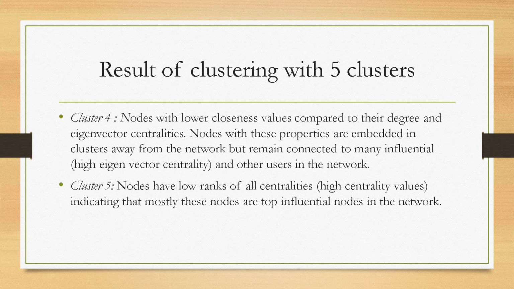users in the network. In cluster 5, all the nodes have low ranks of centrality, that is higher centrality values, indicating that mostly these nodes are top influential nodes in the network. There's not much variation in the ranks among their centrality measures.